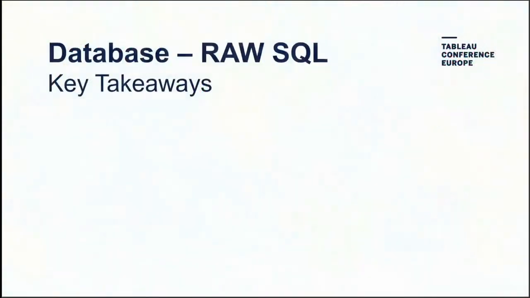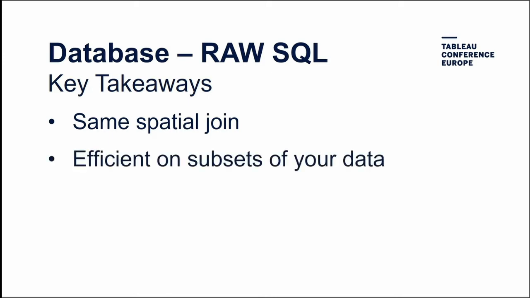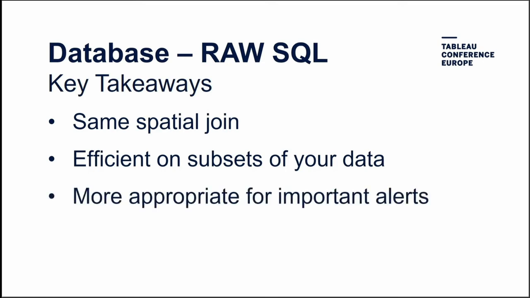What are the key takeaways from that? We used the same spatial join as before. The examples that I used were intersects. The last example was an intersect, and it was a within distance query. It's very, very efficient using raw SQL on subsets of your data. It means that you can have things updated much, much more frequently, so they're much more appropriate for alerting.